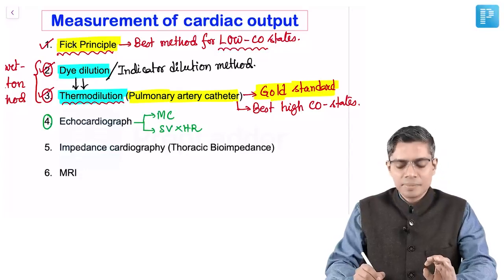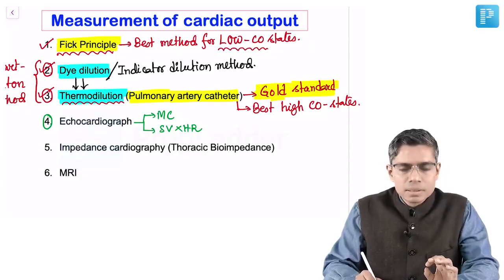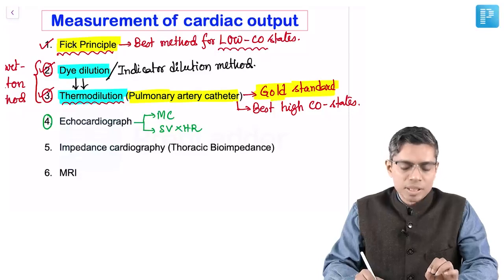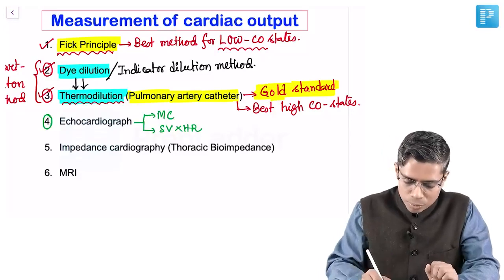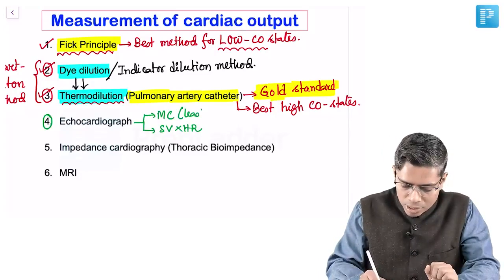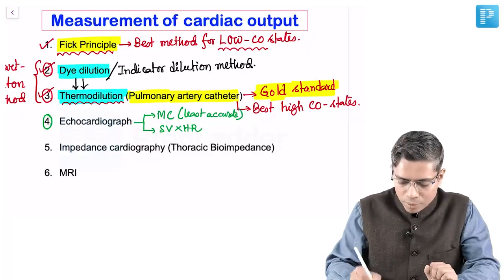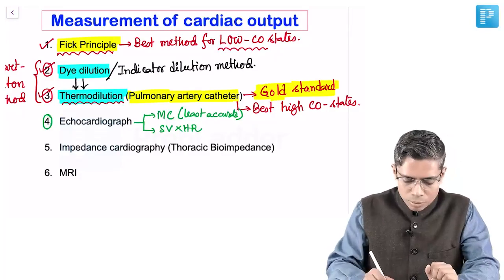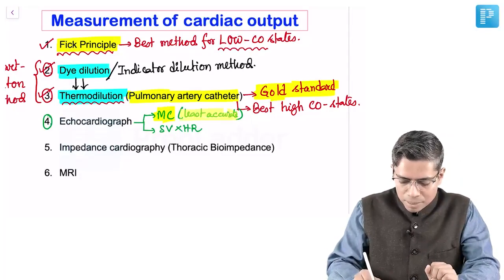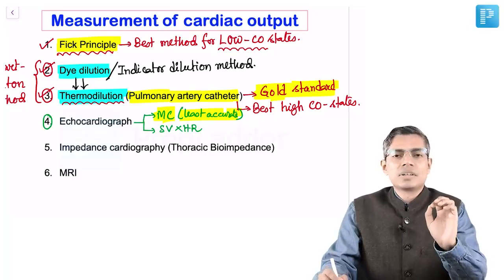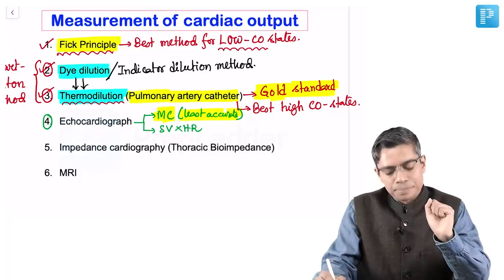But please remember that this is also the least accurate method. So please remember, although this is the most common method, echocardiography is also the least accurate method for cardiac output measurement. Although we use this method more commonly, it is the least accurate method for cardiac output measurement.